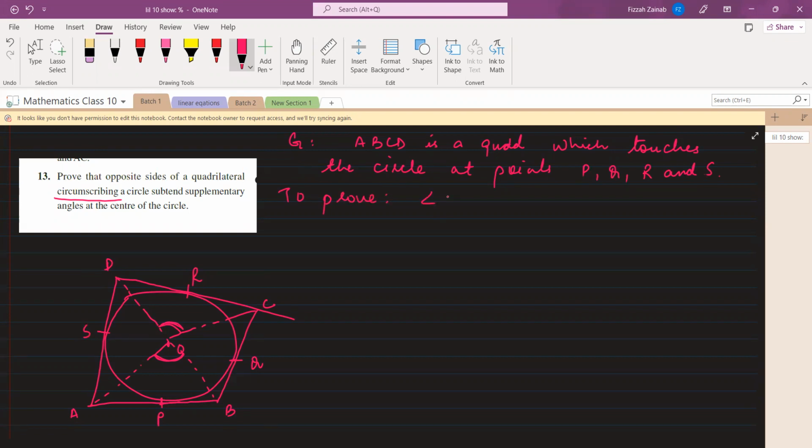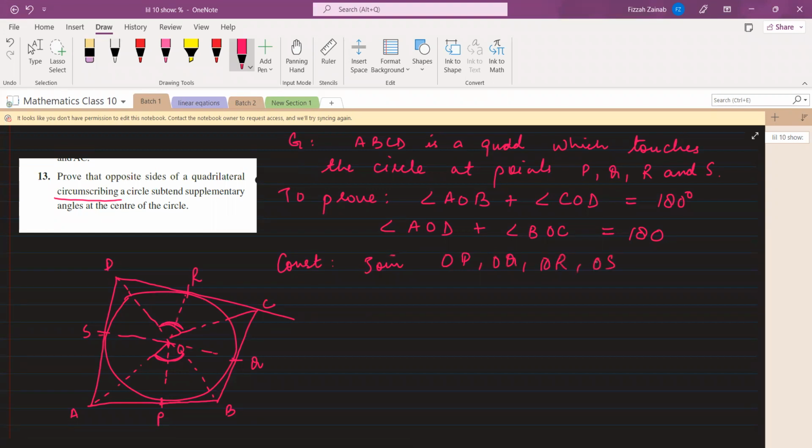you have to prove that angle AOB plus angle COD is 180 degrees, or you can also show that angle AOD plus angle BOC is 180 degrees, because they are also opposite sides, AD and BC, right? Okay, so this is the construction: you join OP, then join OQ, join OR, and join OS.